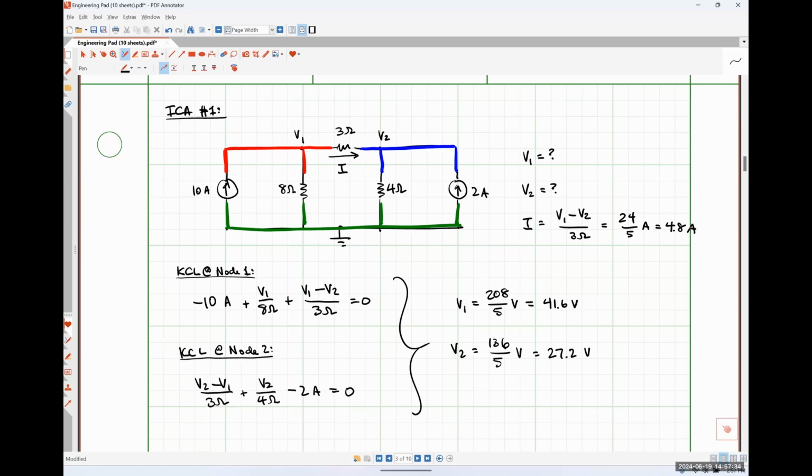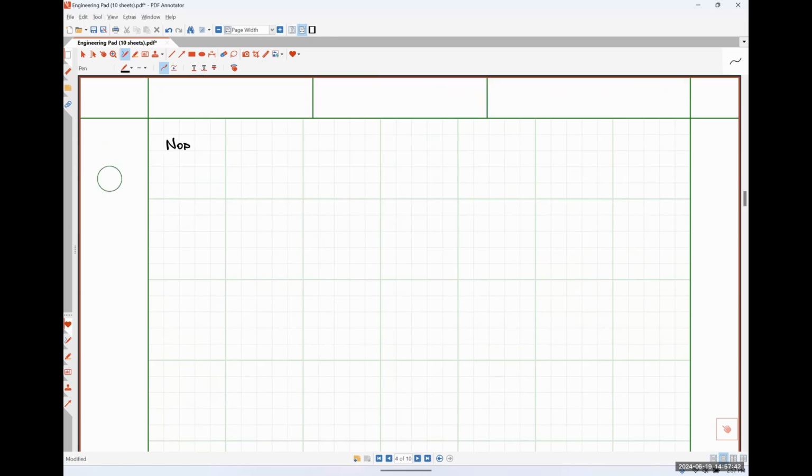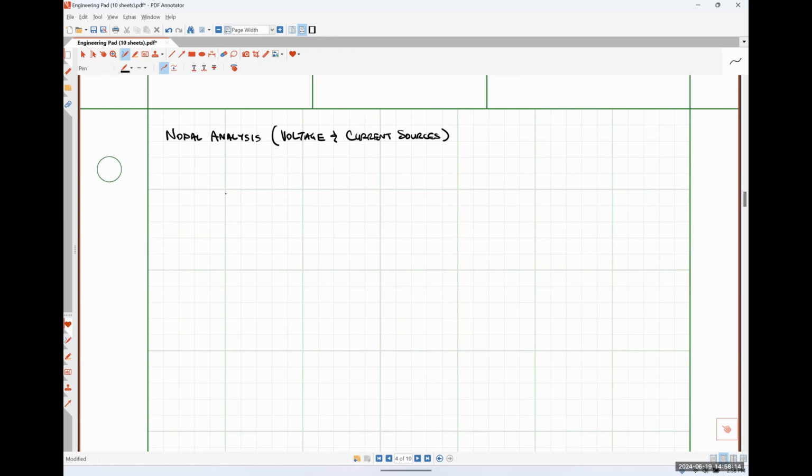All right, so let's break things by including a voltage source. So I'm going to make up a problem here. So let's say that I have something like this.